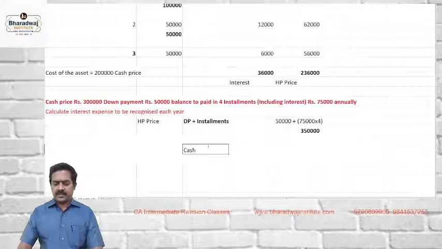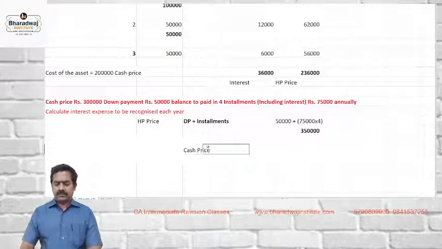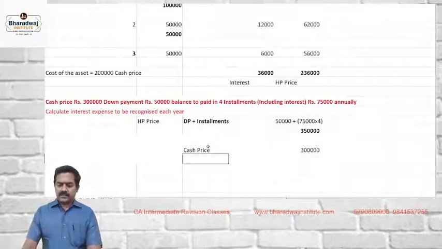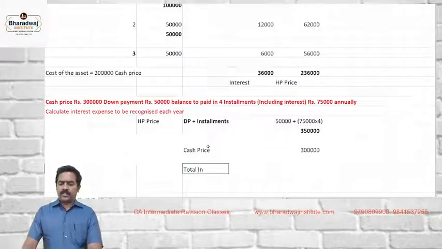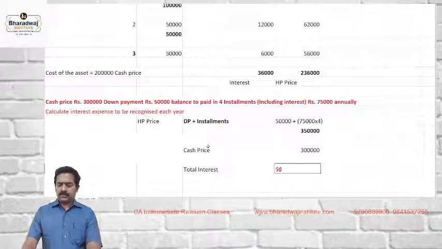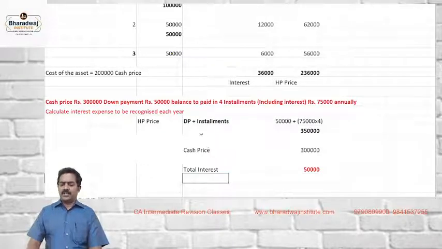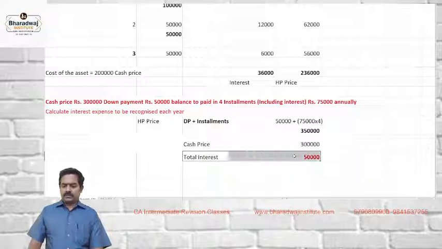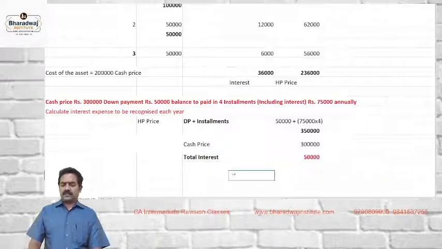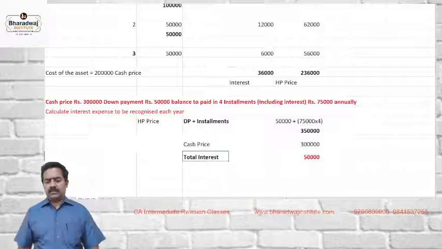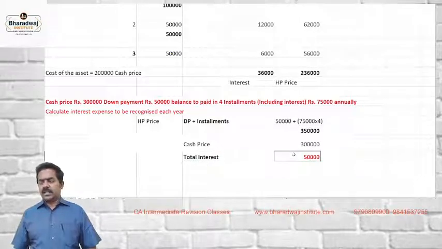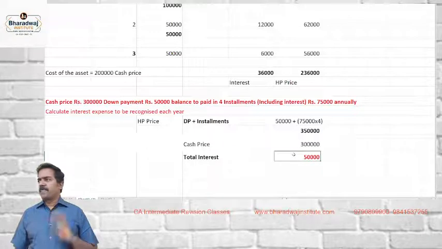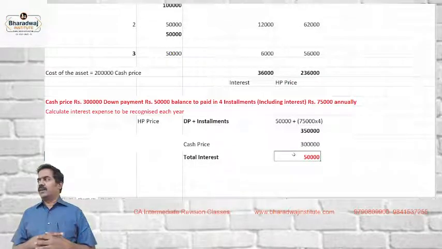What is the cash price? Cash price is 3 lakhs. What is the total interest? Difference between cash price and hire purchase price, we can call it as interest. Now how to split this interest? This interest has to be split for how many years? 4 years. First year, second year, third year, fourth year.